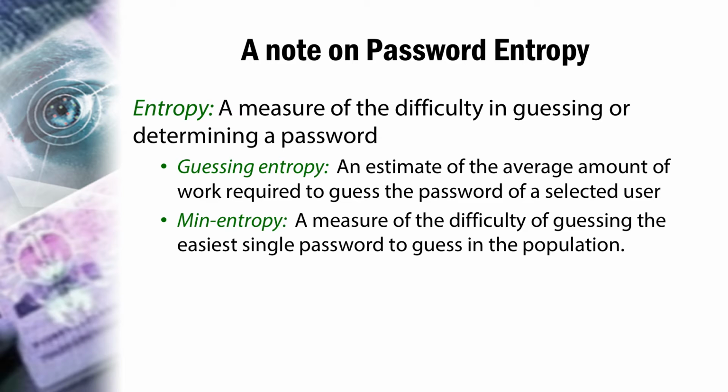There are two types of entropies: guess entropy and min entropy. Guessing entropy is an estimate of the average amount of work that is required to get any of the passwords of a given user. The min entropy is the measure of the difficulty of guessing the single easiest password in a given password population. Essentially, it is determining how long it takes and how difficult it is for an attacker to gain the password of a victim using available possible passwords.